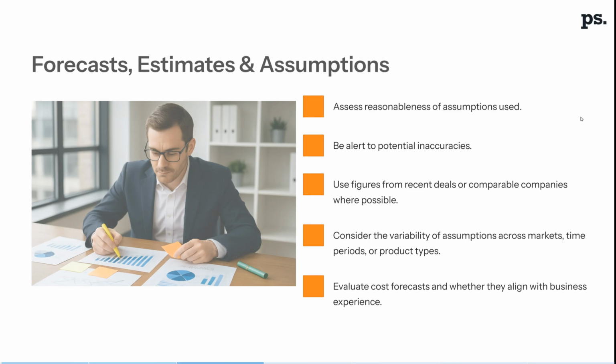These could be mentioned in the advanced information, or perhaps in the question paper information, including the media articles that they provide. Consider variability of assumptions across markets, time periods, or product types. Evaluate the cost forecasts, whether they align with business experience, including how the business has been doing per requirement 1. So again, in general, when you're querying the assumptions, making any comparisons, that is part of applying judgment.